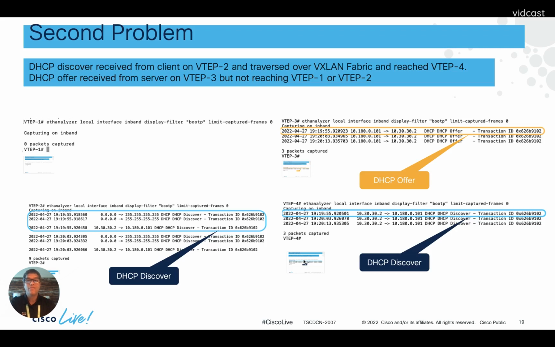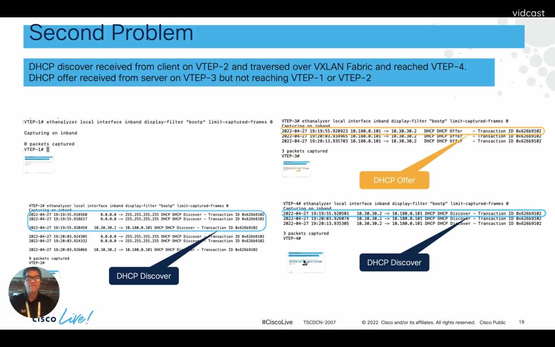packets, right? So what we can see in this case is that the DHCP discover packet was reaching DHCP VTEP 2. Then this packet went over the VXLAN fabric to VTEP 4. The DHCP discover packet now goes to the server, which sent a DHCP offer, but this offer did not come back to VTEP 1 or VTEP 2. So that means the DHCP offer was getting lost. And you can see the destination IP for the offer was 10.30.30.2.